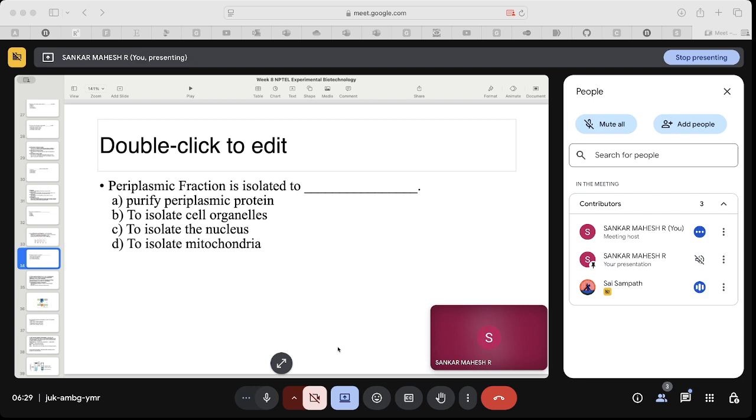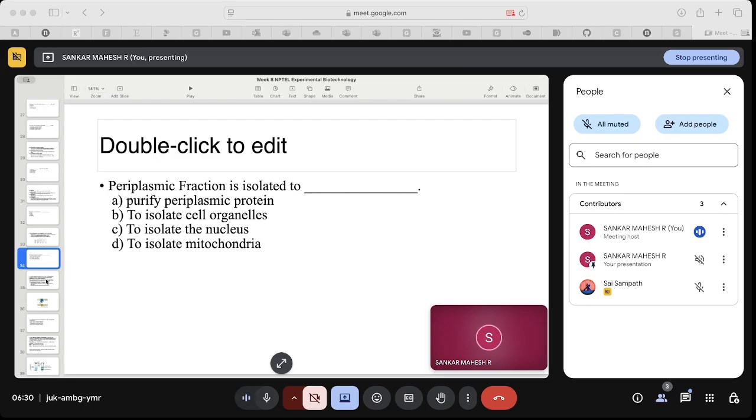So periplasm is the space between the inner membrane and outer membrane of the bacteria. What will be present between these two membranes? What kind of molecules will be present? Like enzymes? Yes, so proteins. What else could be there? I remember only enzymes. I don't know what else is there. Okay.